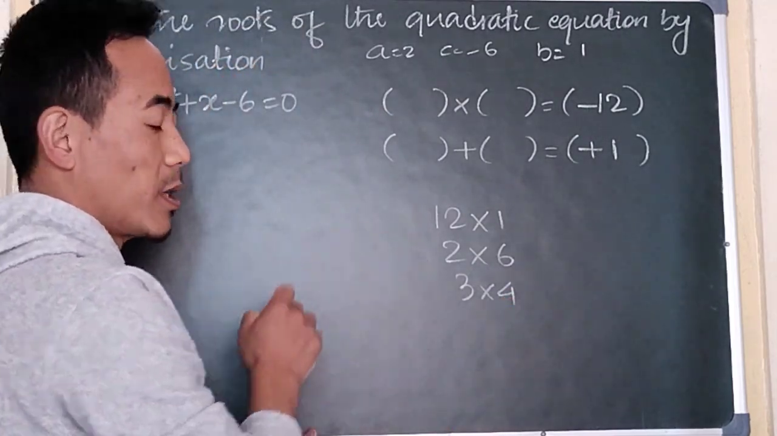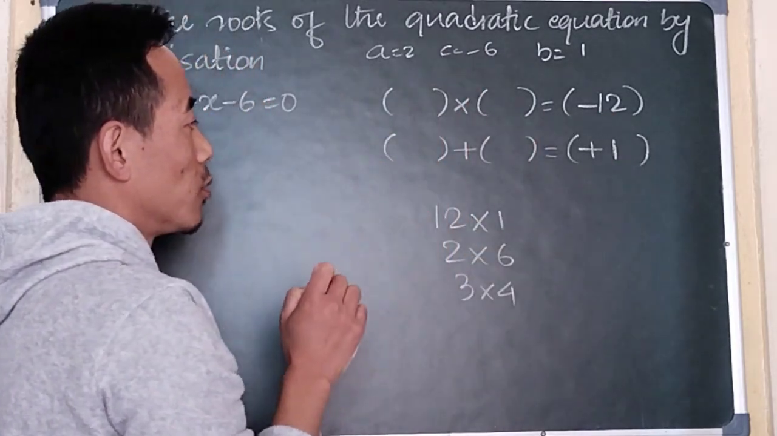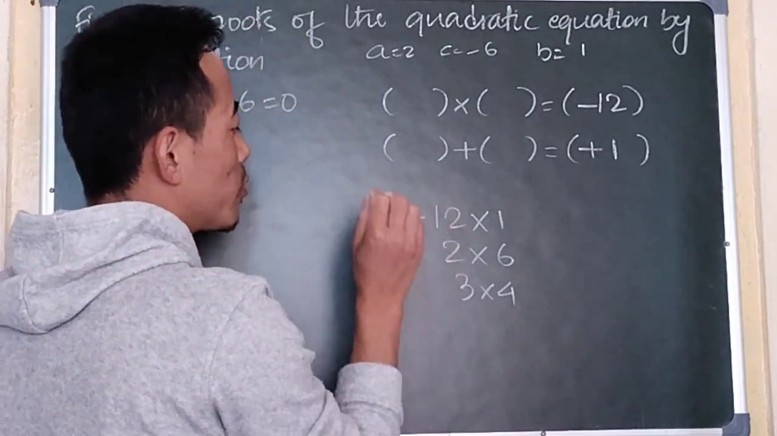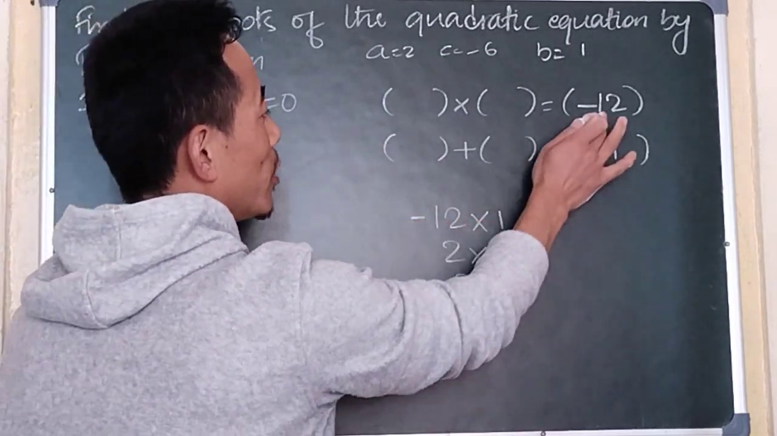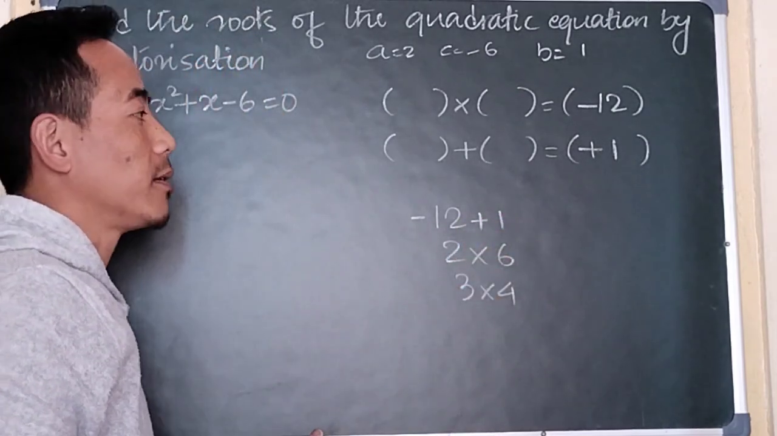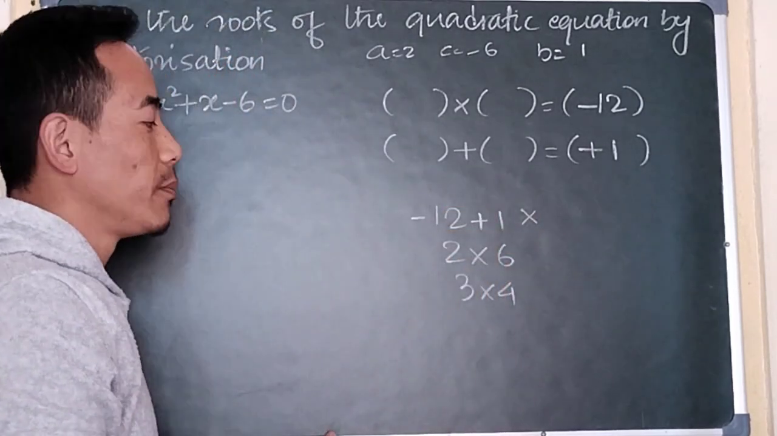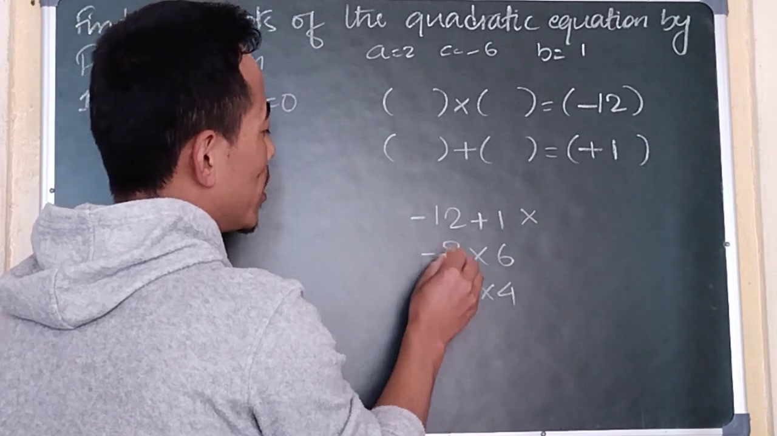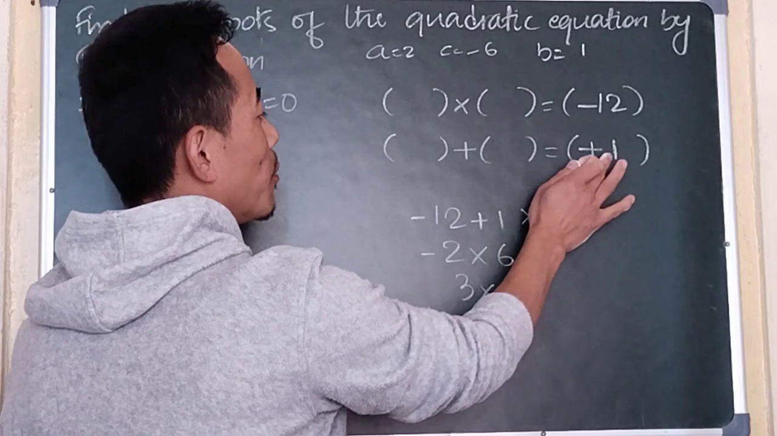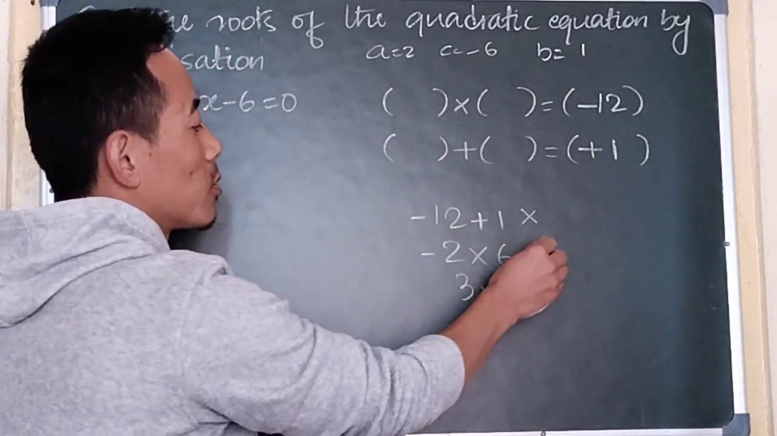Now which number is suitable? That you have to decide. If you multiply 12 into 1, you will get 12 here, no problem. But when you add the numbers, will you get 1, the difference? For example, if this is minus 12 and this is plus 1, minus 12 into 1 will give you minus 12. But minus 12 plus 1, will it give you plus 1? No, it will give you minus 11. So you cannot take this number. Similarly, next one, if you multiply minus 2 into 6, you will get minus 12 here. But when you add these two numbers, you will not get plus 1. For example, minus 2 plus 6 will give you plus 4. So this is also not suitable.